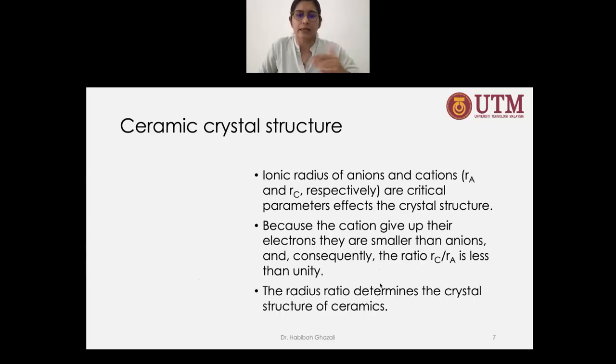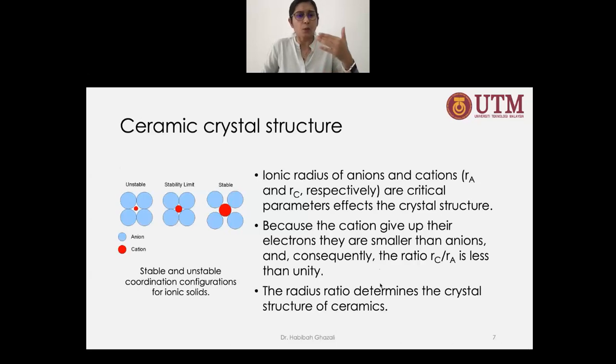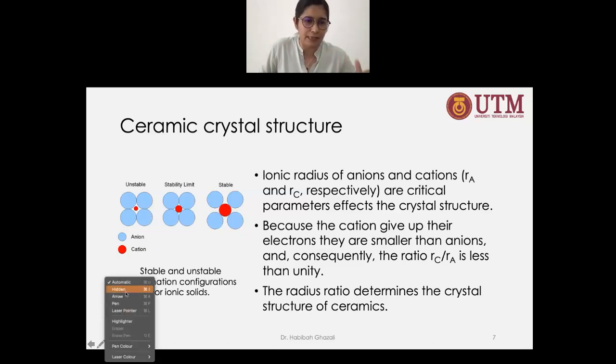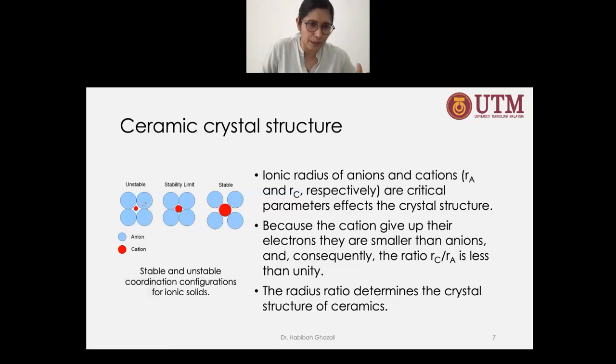So this radius ratio determines the crystal structure of the ceramics. So when the relative size between the cation and the anion is too small, like the one that you see here, so when we have the size between, you look at this one first.